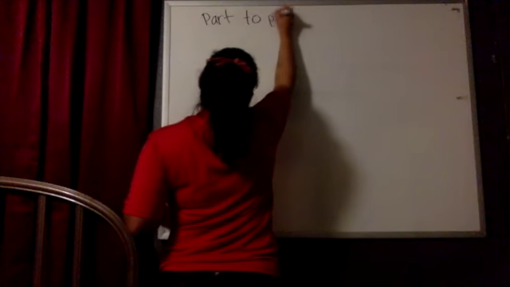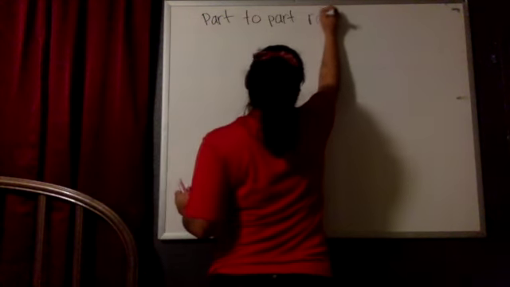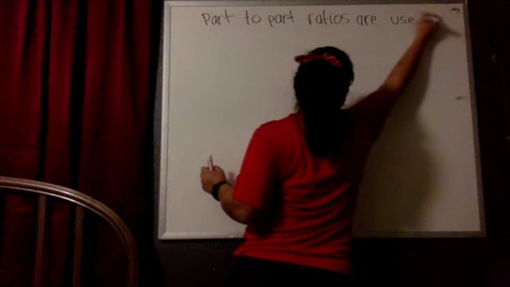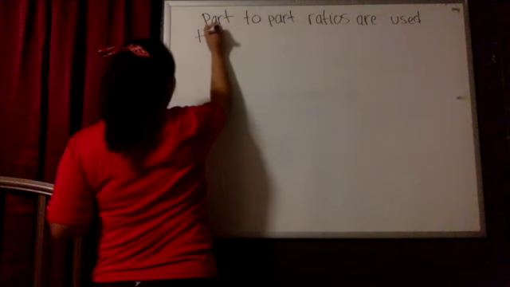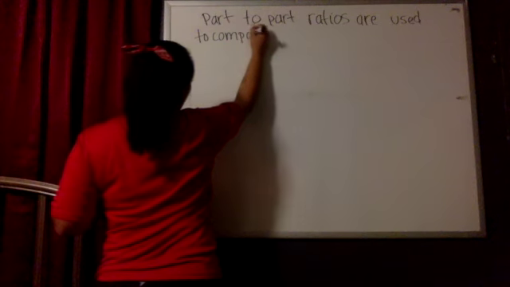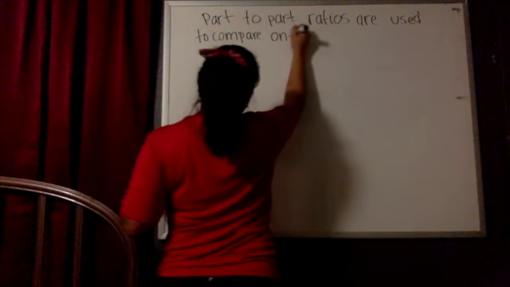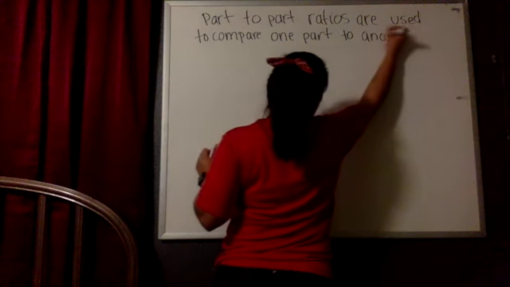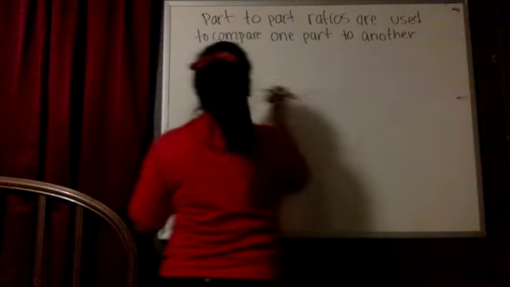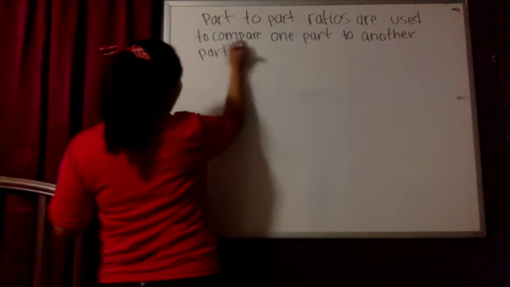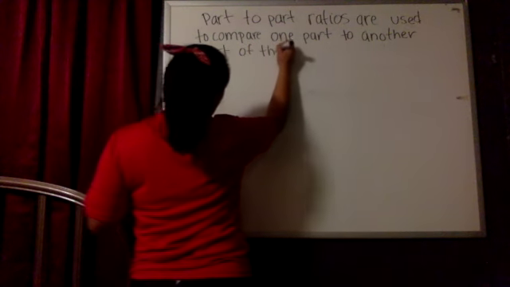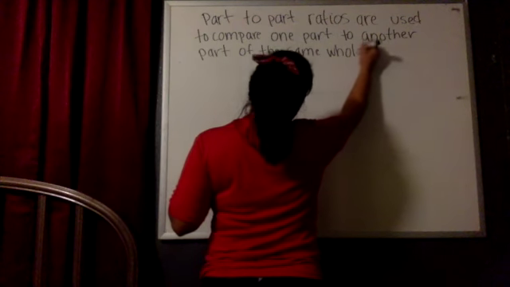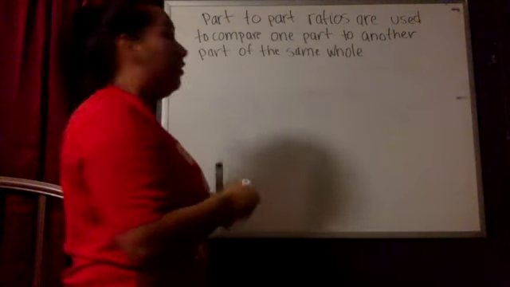Part-to-part ratios are used to compare one part to another part of the same whole. So this is the definition.